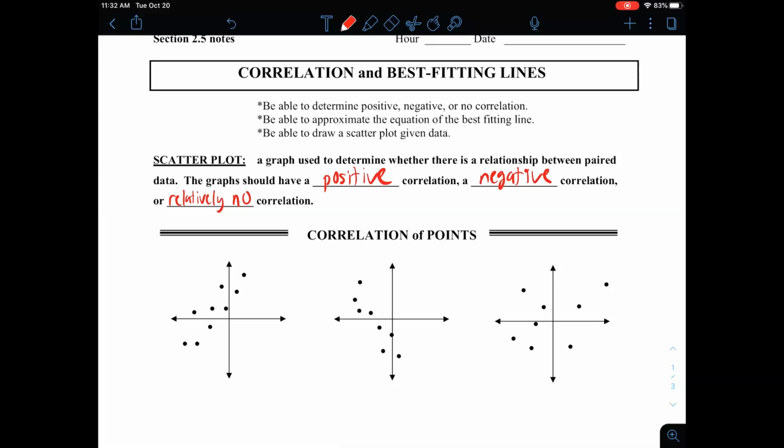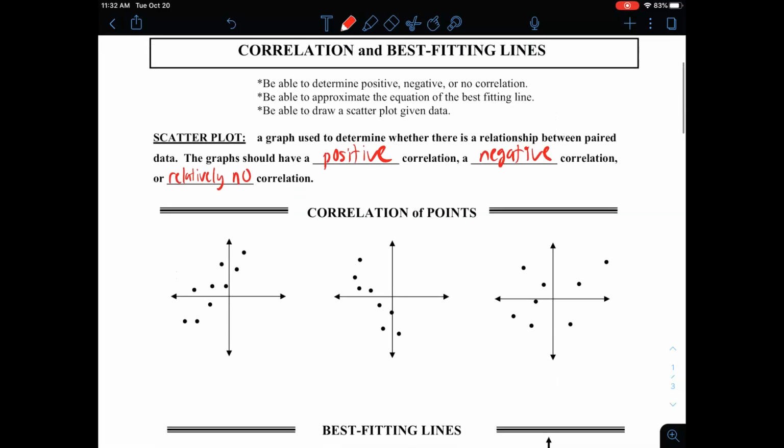So, a positive correlation is basically going to be going up from left to right. We don't really have a line here, but you can kind of tell by looking at this graph. What I like to do is trace around the outside of these data points to get a sense of the trend.